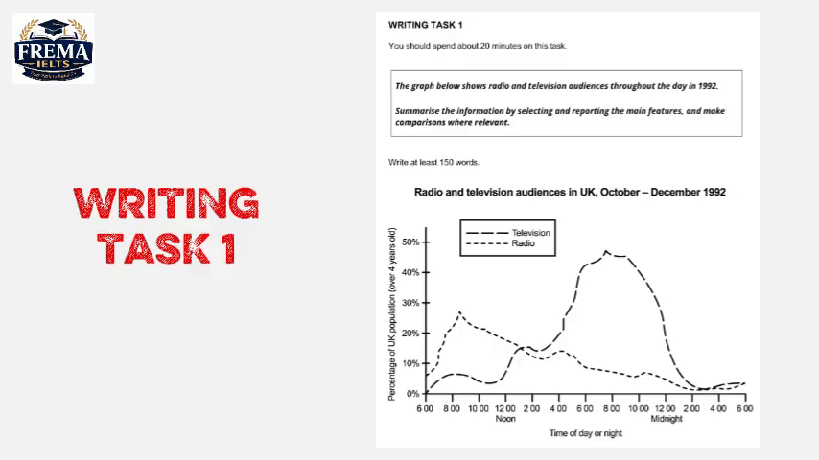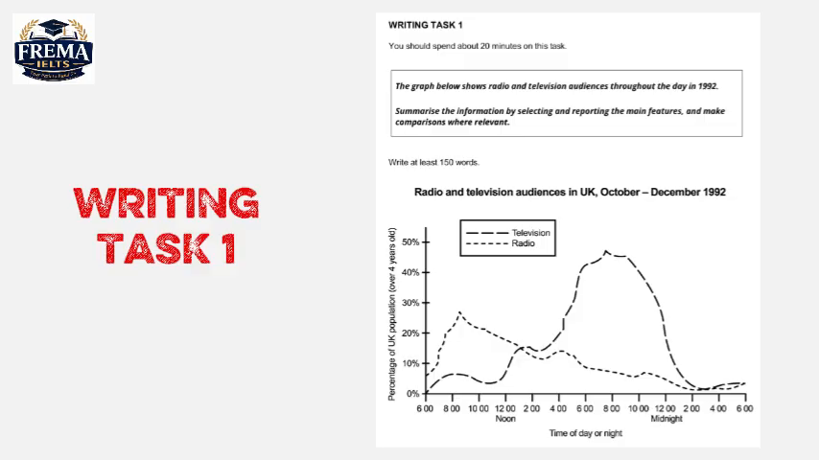For IELTS Writing Task 1, a strong answer usually has 4 paragraphs. The first paragraph is the introduction, where you paraphrase the question and explain what the graph shows. The second paragraph is the overview, where you summarize the main trends without giving too many numbers. This part is very important for a high band score.